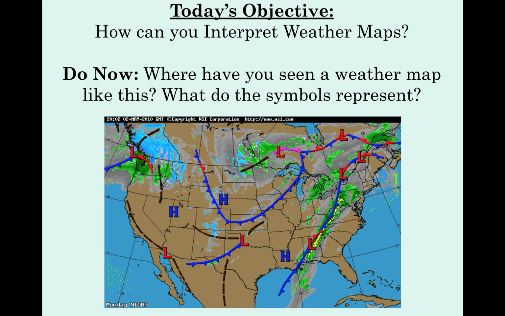So, to start, our objective for today is: how can you interpret weather maps? For our do now, take a look at the weather map below. Where have you seen a weather map like this before, if you have? And then also, what do the symbols represent?